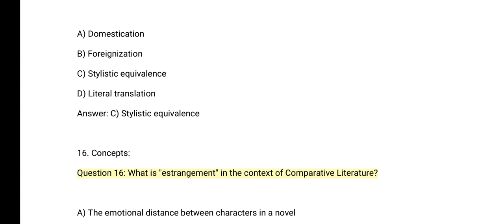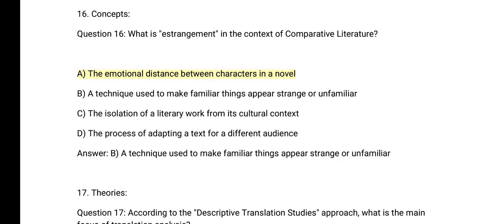16. Concepts. Question 16. What is estrangement in the context of comparative literature? A. The emotional distance between characters in a novel. B. A technique used to make familiar things appear strange or unfamiliar. C. The isolation of a literary work from its cultural context. D.